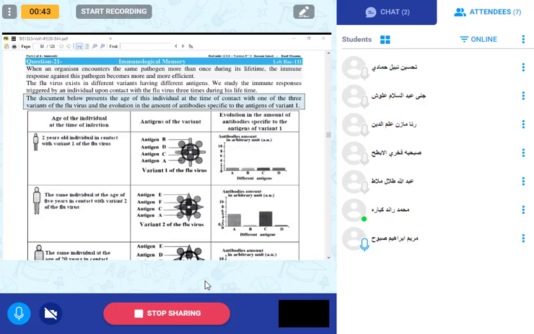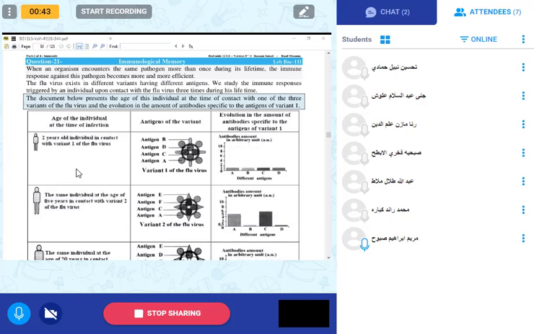Okay, so let's see now the age of this individual at contact with one of the 3 variants of the flu virus and the evolution in the amount of antibodies specific to the antigens of variant 1. So we are checking for variant 1. Okay, the age of the individual, Maryam? First one: 2 years old. Individual in contact with variant 1 of the flu virus.